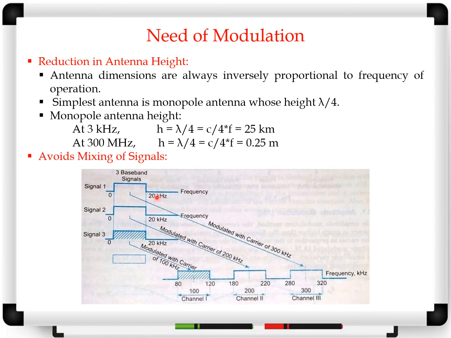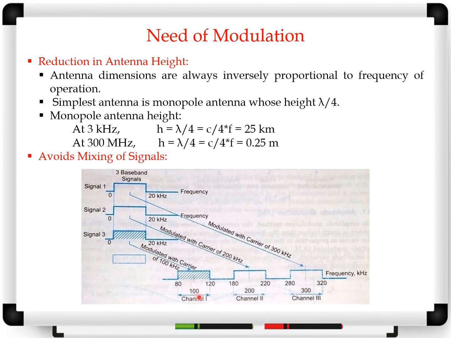So what we can do, we can use three different carriers to modulate this tabla signal, then the guitar signal and the flute signal. For example, signal 1, which is the tabla signal, can be modulated with the help of a carrier of, say, 300 kilohertz. Then the second, guitar signal, can be modulated with a carrier signal of 200 kilohertz. Then the flute signal can be modulated with a carrier of 100 kilohertz.